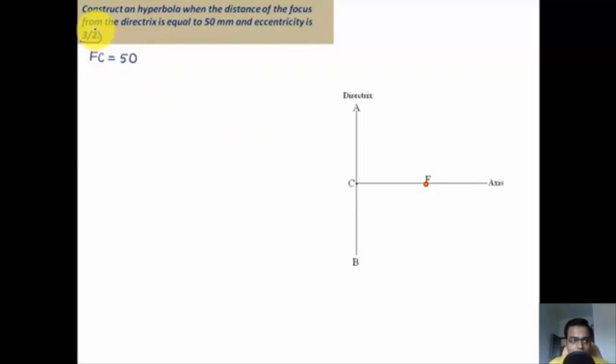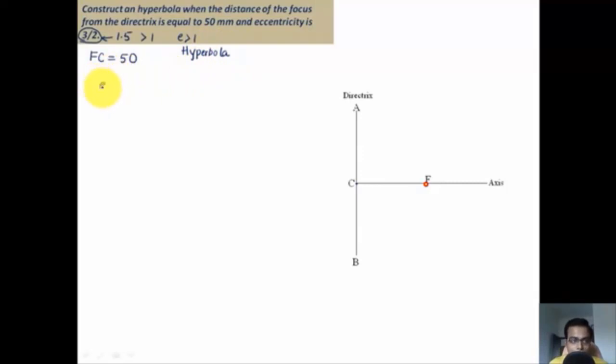So we've been given this eccentricity, and guys, remember, if you try to work out this value, this is going to work out as 1.5. It is a clear indication it is greater than 1. So whenever the value of eccentricity is greater than 1, the curve that you're supposed to prepare or construct is in fact a hyperbola.